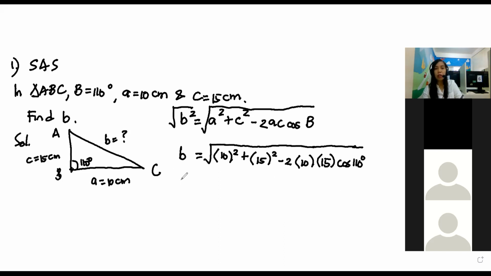So you can now use your calculator. What is the value of side b? Mark Angelo. Approximately, because it's not exact, class. So let's use approximately, and it's an irrational number. So in the module, I round off my answer to the nearest tenth.